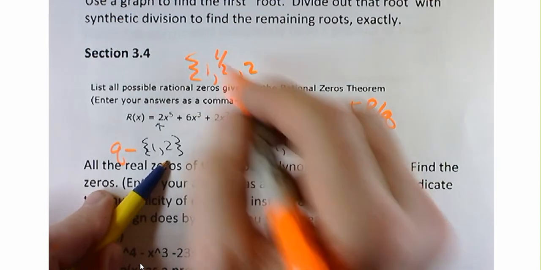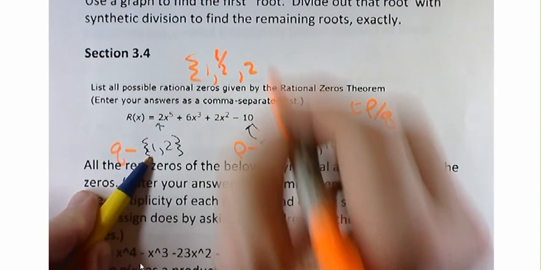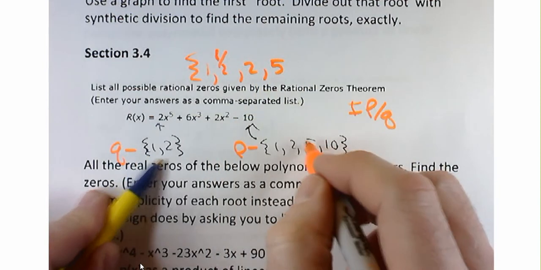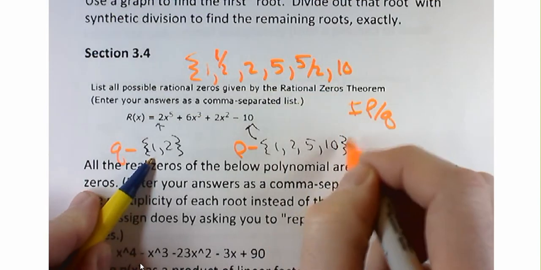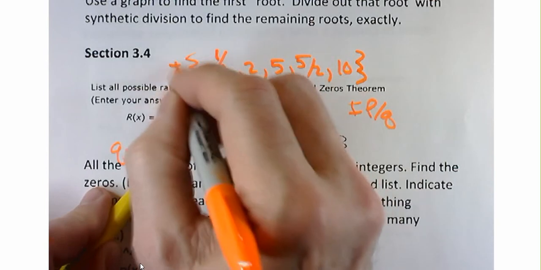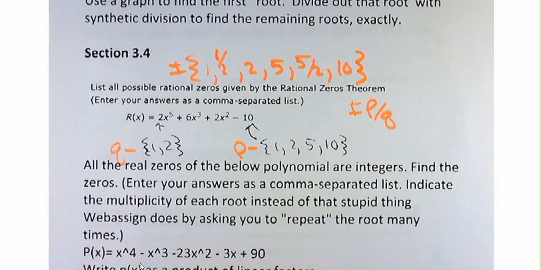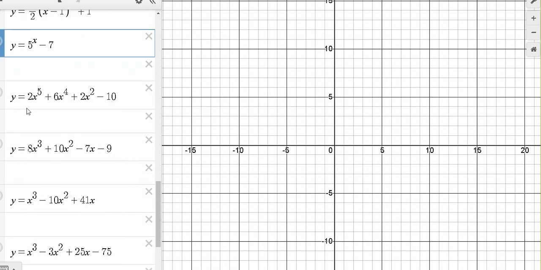And 2 over 2 is 1, so I don't need to list that twice. I'll start over. 5 over 1, and then 5 over 2. 10 over 1, and 10 over 2, well, that's 5, so I've already included that one. Those are your possible rational roots. Make sure you do the plus or minus for those. Any of your roots that are rational, that is fractions, have to come from that. So that's this one down here.